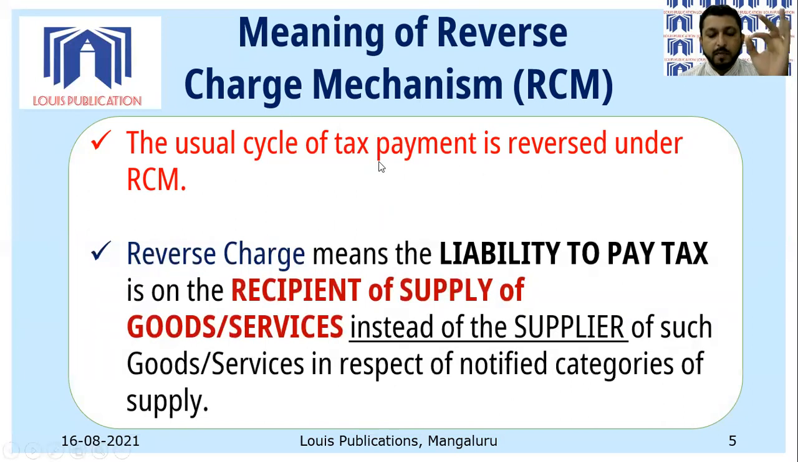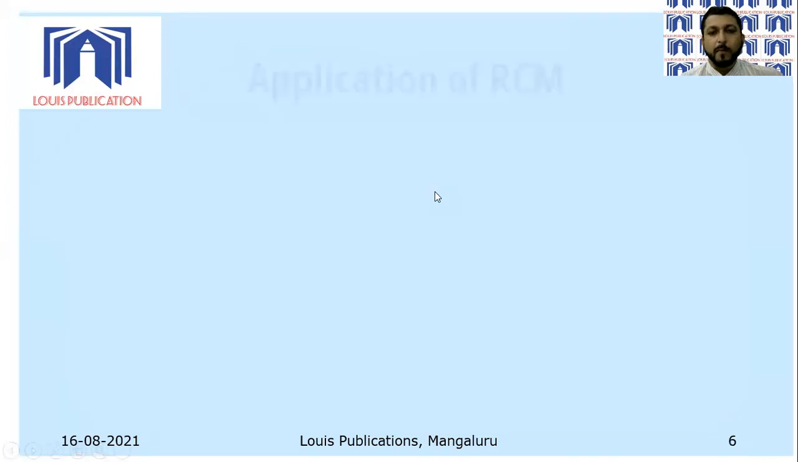And the recipient is supposed to deposit GST with the government in case of RCM if he requires the benefit of claiming input tax credit. Remember this. So usually he gives to the supplier, but since the supplier is not registered, the supplier cannot collect GST. So the recipient himself or herself will deposit the GST amount with the government. That is called the reverse charge mechanism.